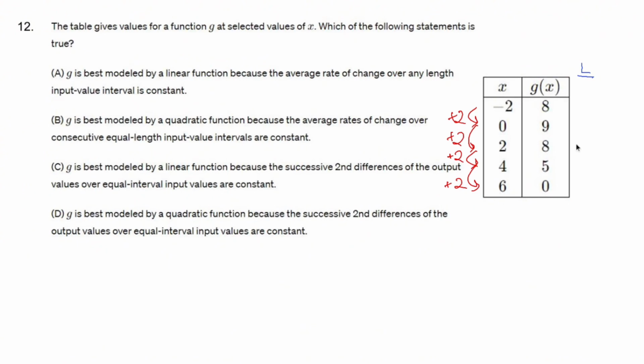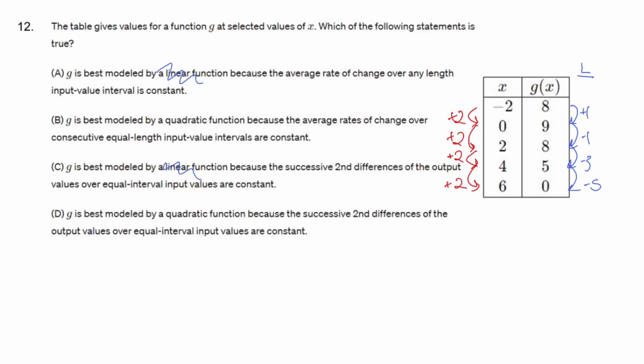That gives us whether or not this is linear. If the rate of change is constant throughout, it's a linear function. So what do we do to get from 8 to 9 to 8 to 5 to 0? Well, I'll tell you one thing, it ain't linear. We add 1, we subtract 1, we subtract 3, we subtract 5. It's not linear, which means no to you and no to you. A and C are not options.